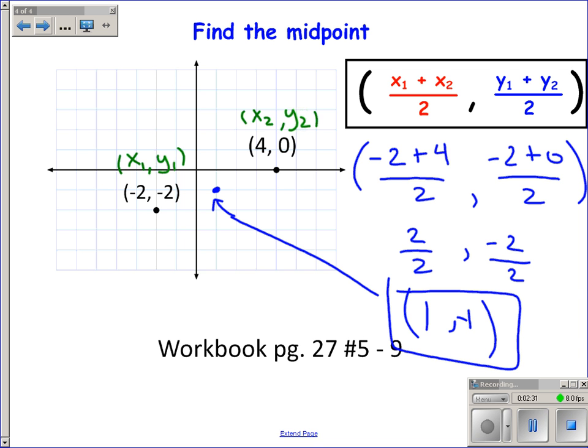So again, what you do is find the average of the x's and the average of the y's, and that'll give you the point right in the middle.